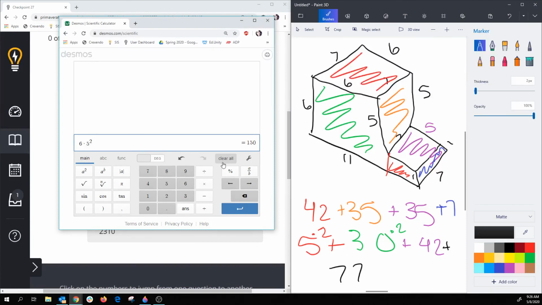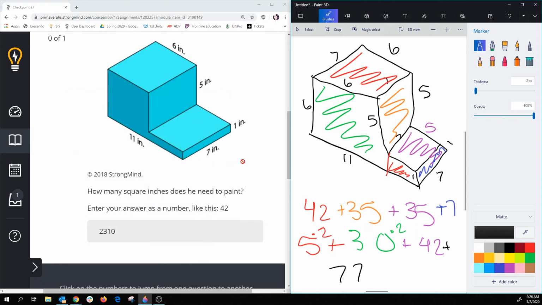So now let's add all of them together. 42 plus 35 plus 35 plus 7 plus 10 plus 60. Don't forget to multiply those by 2. See, I get 308. I think I'm missing a side somewhere. Let's see. 5 times 1, there's 2 of those. 5 times 6, there's 2 of those. The base is 77. That back side is 42. Let's see. I'm missing one somewhere. I just don't know where I am missing a side.